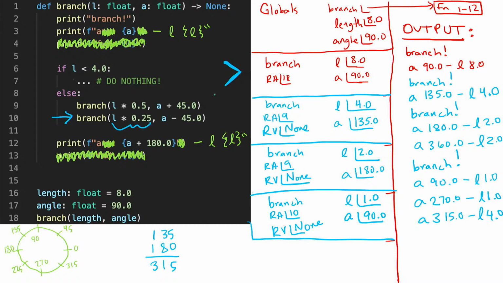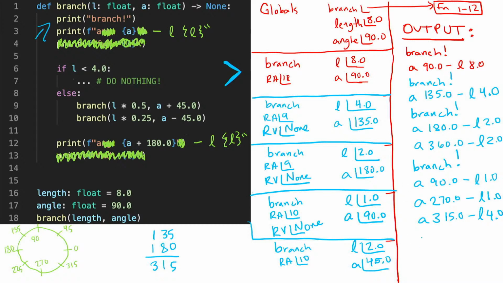So here, what is a quarter of 8? That's going to be 2.0. And what is A minus 45? That's going to be 45.0. Right? So our last frame to set up here, branch L is going to be 2.0. And A is going to be 45.0. And our return address is line 10. All right, so we've set up our frame. We go to the top.